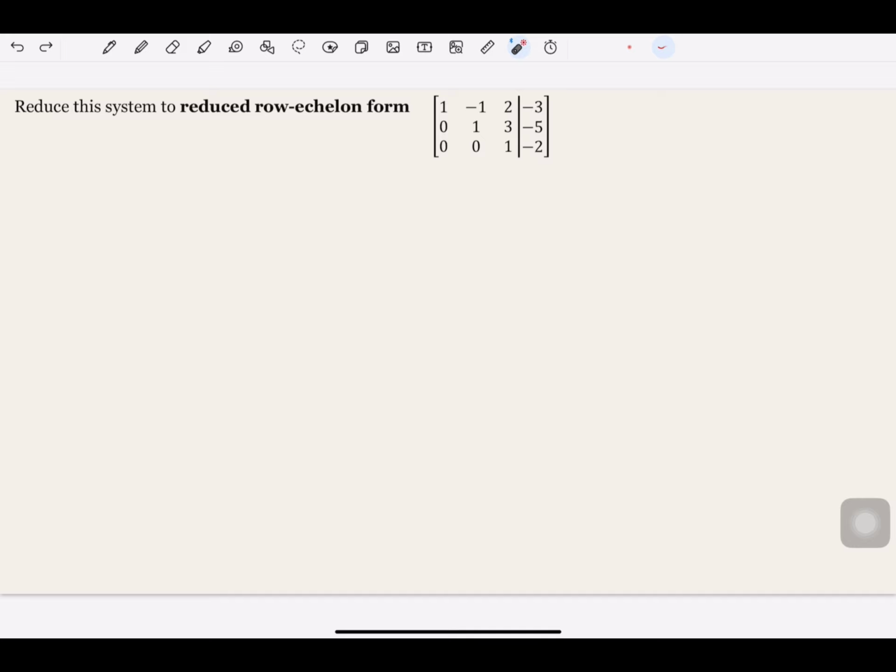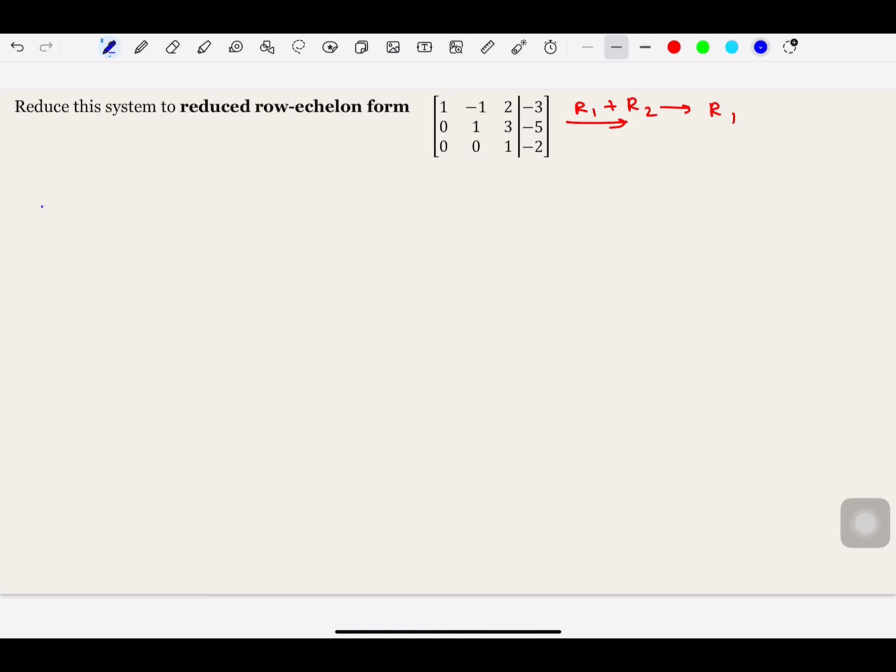So let's try this. First of all, we need to get rid of this -1, because reduced row echelon means all the entries except the diagonal should be zeros. To do that, I see I have a 1 here. So what if I add the first row and the second row, and replace R1 with the result? Let me write that. I'm going to add R1 and R2, and the result goes in row 1.